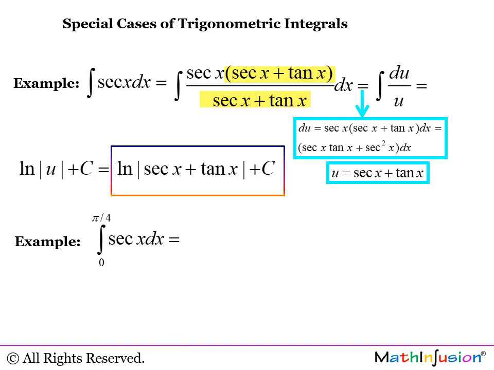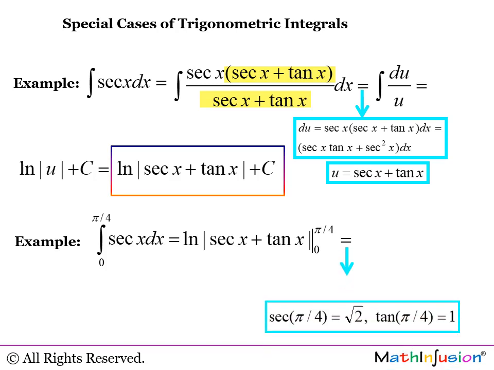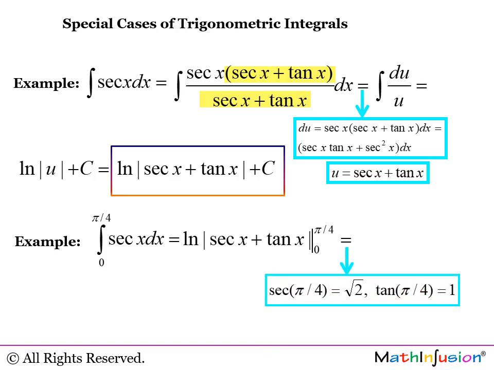Let's do one example with the definite integral here. Okay, so it is this. And secant of pi over 4 is radical 2, and tangent of pi over 4 is 1. We get that this is ln of radical 2 plus 1.